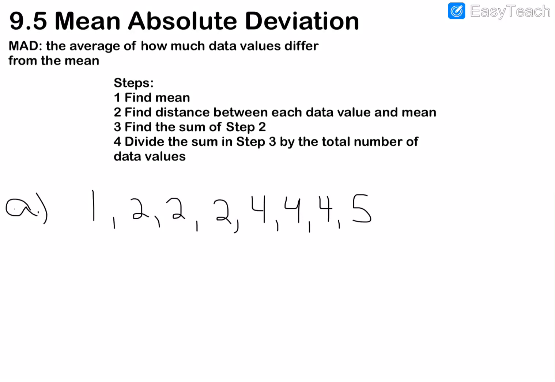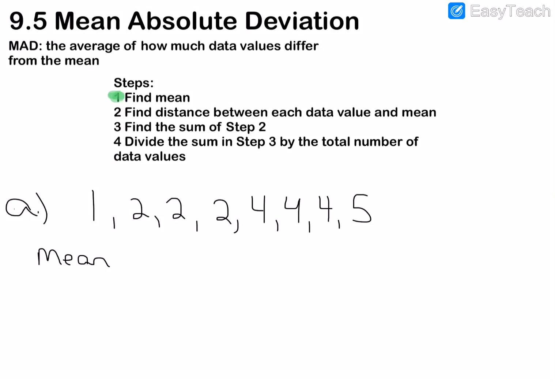I'm going to highlight this as green. So step 1 is going to be green, and we're going to find the mean. We add up all these numbers, divide by the number of numbers, and see what we get.